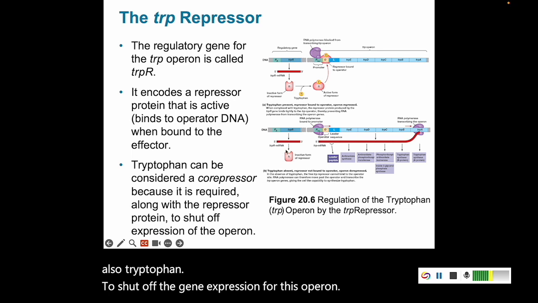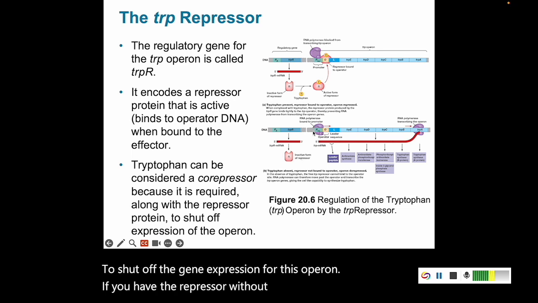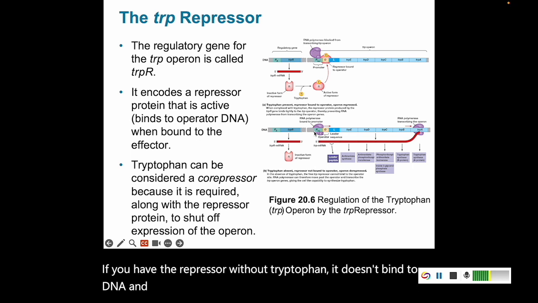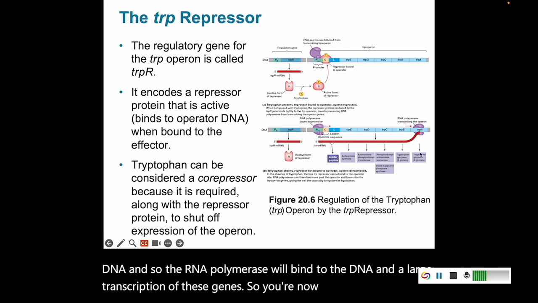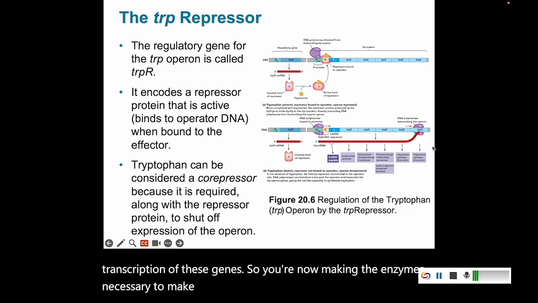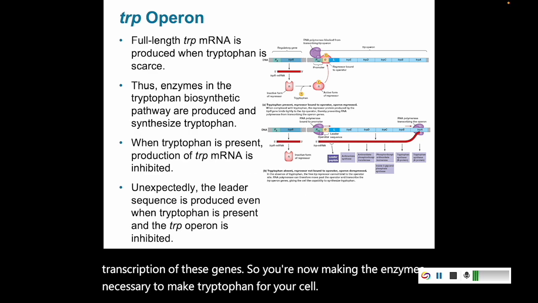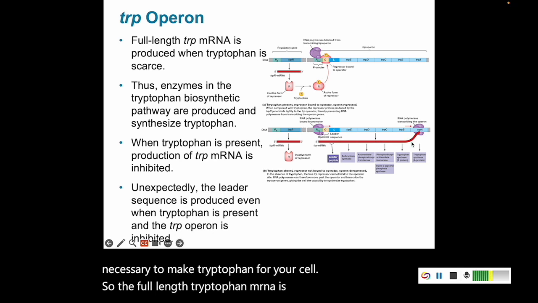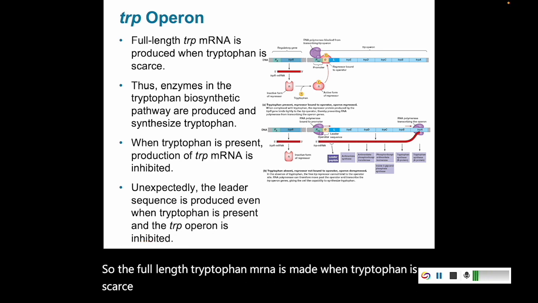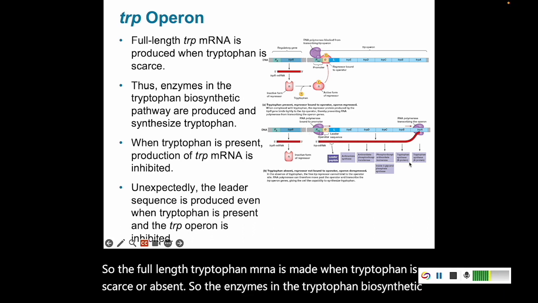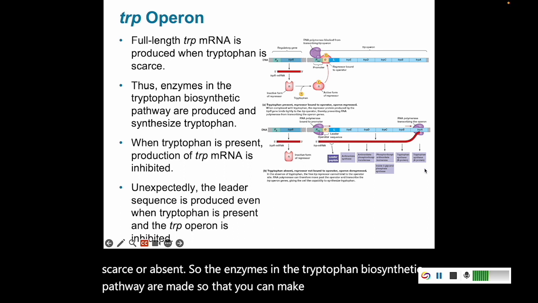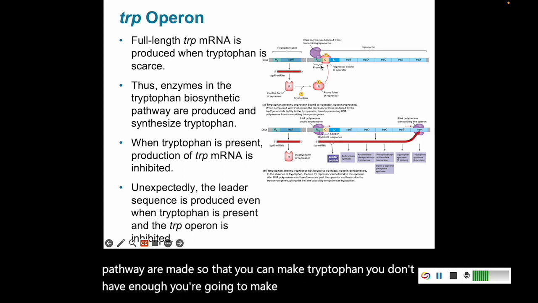If you have the repressor without tryptophan, it doesn't bind to DNA, and so the RNA polymerase will bind to the DNA and allow transcription of these genes. So you're now making the enzymes necessary to make tryptophan for your cell. So the full-length tryptophan mRNA is made when tryptophan is scarce or absent. So the enzymes in the tryptophan biosynthetic pathway are made so that you can make tryptophan. You don't have enough, you're going to make more. When tryptophan is present, the production of the tryptophan mRNA is inhibited.